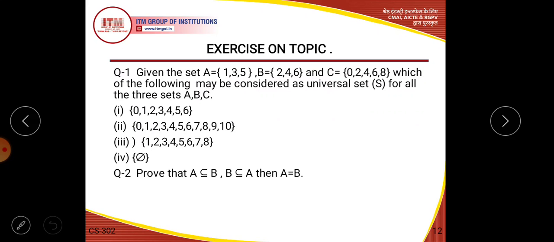Now students, this is the exercise for you, in which I have given two questions. In the first question I have given 3 sets and you have to find the universal set for these sets. And in the second question you have to prove that if A is a subset of B and B is a subset of A, then A is equal to B. So this is the exercise for you, and we will discuss it in class.